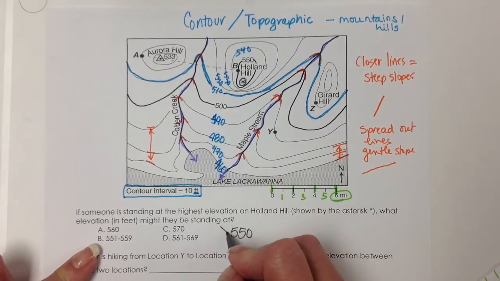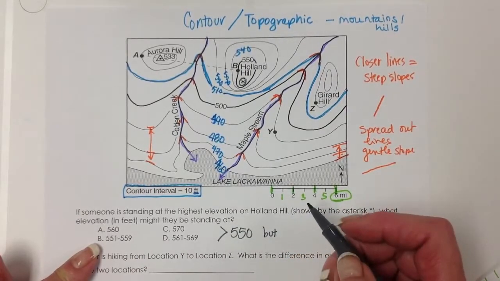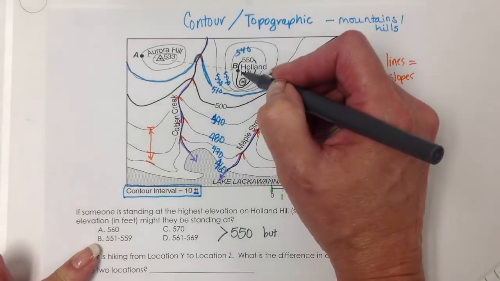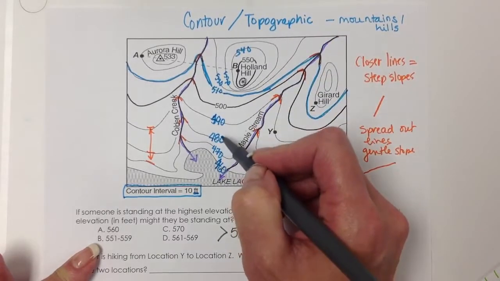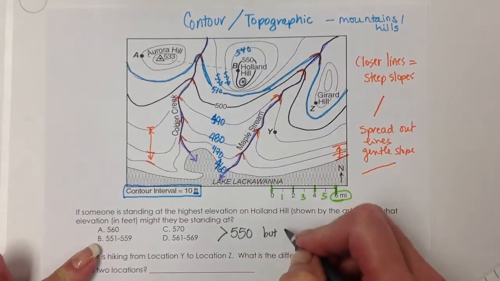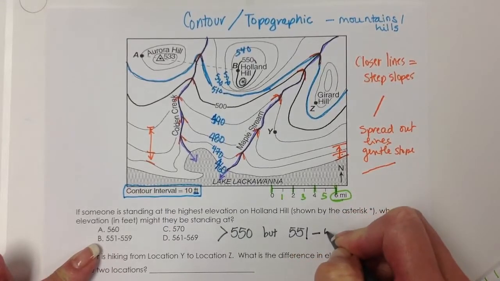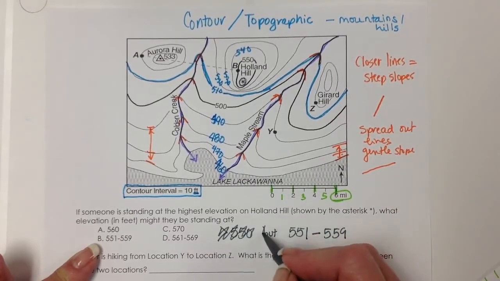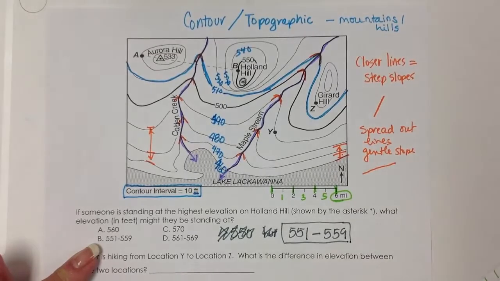It has to be greater than that. But it cannot be 560. And the reason it cannot be 560 is there would have to be another contour line for 560, since all lines are counting by tens. So it can only be from 551 to 559. That's all it can be. Okay? So it has to be between these elevations.